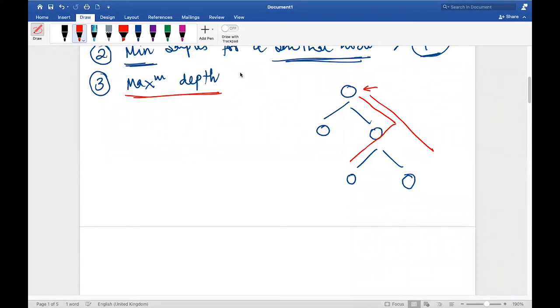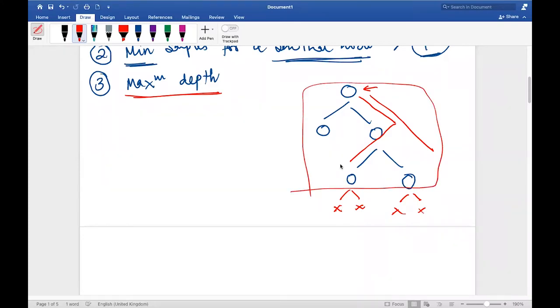Now, if I set a constraint on the maximum depth, let's say I said maximum depth should be 3, not more than that. Can any further split happen after this? No further split. Why? Because the maximum depth itself is set to 3. So 1, 2, 3. After that, there is no split, because I have set that at any point, that should be the maximum depth.